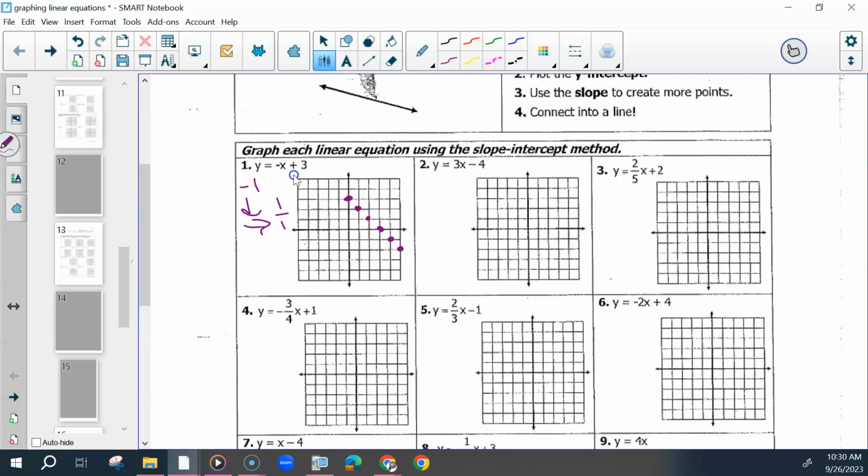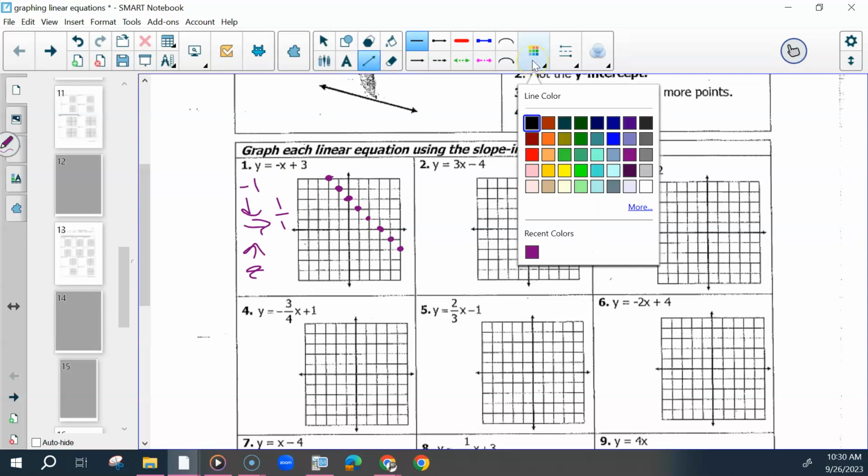But we can also do the opposite. We can also go up and left. So back to your y-intercept. Go up one, left one, as many times as possible. Once you have filled up your graph, you can't go any further. You can use your ruler to line this up and draw a line through them. Try to make it as straight as possible.